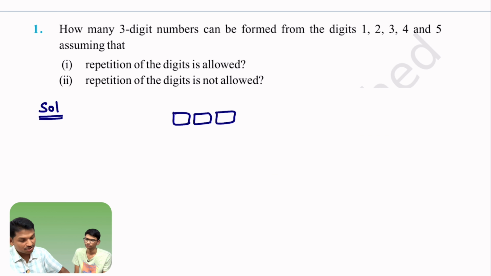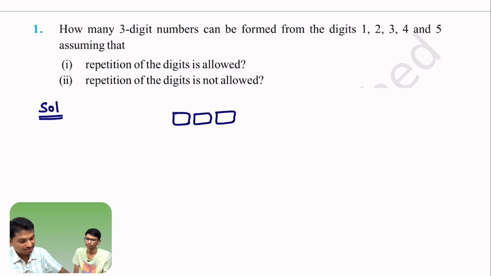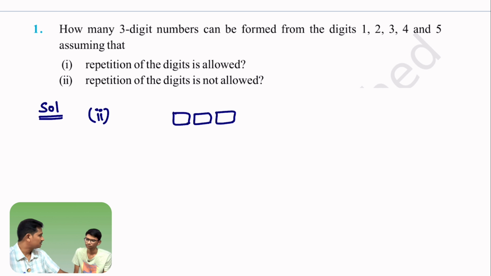Understand? In this question, you see the second bit. What is the second bit? The repetition is not allowed. Repetition of digits is not allowed. Second bit is repetition of digits is not allowed. You need to form a 3-digit number. I take 3 boxes. I divide it into 3 works. First I'll fill the first box, next I'll fill the second box, next I'll fill the third box.